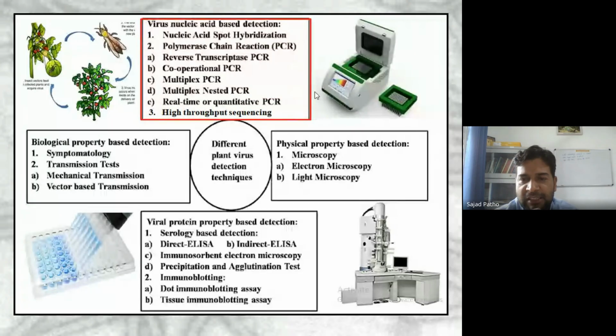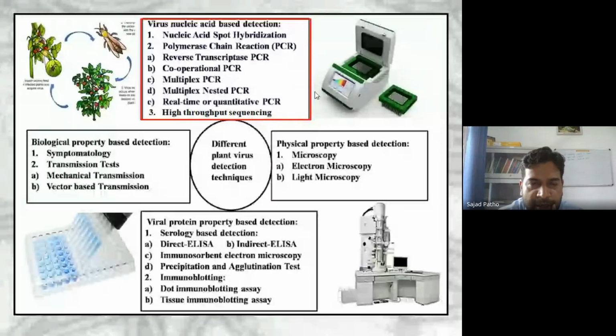Then second is physical property based, like we can use the electron microscope to detect these viruses. And we can use some light microscopy in some cases of viruses like potyviruses, where we have inclusion bodies specific to those viruses, and those can be seen through a light microscope, but that is not very common. Electron microscope is very important for observing these viruses.